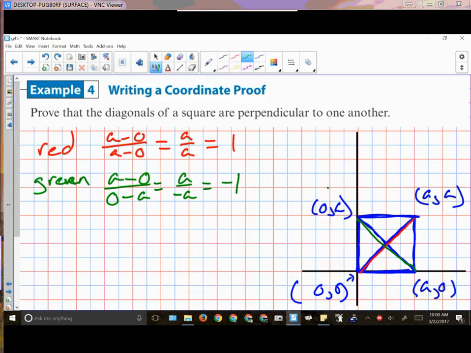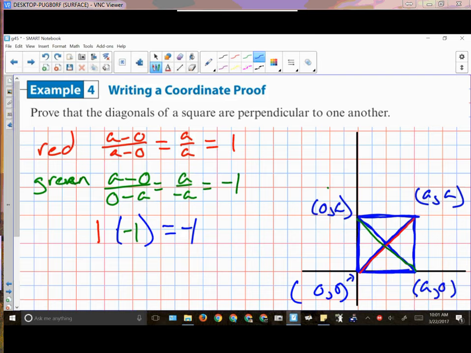Now, sometimes you don't see that they're reciprocals of each other. But if they are opposite reciprocals of each other, when you multiply them together, you get -1. Again, we've talked about this. So if I go and take 1 and multiply it by -1, it equals -1. So the slopes of those two lines multiplied together equal -1. Therefore, they are perpendicular.